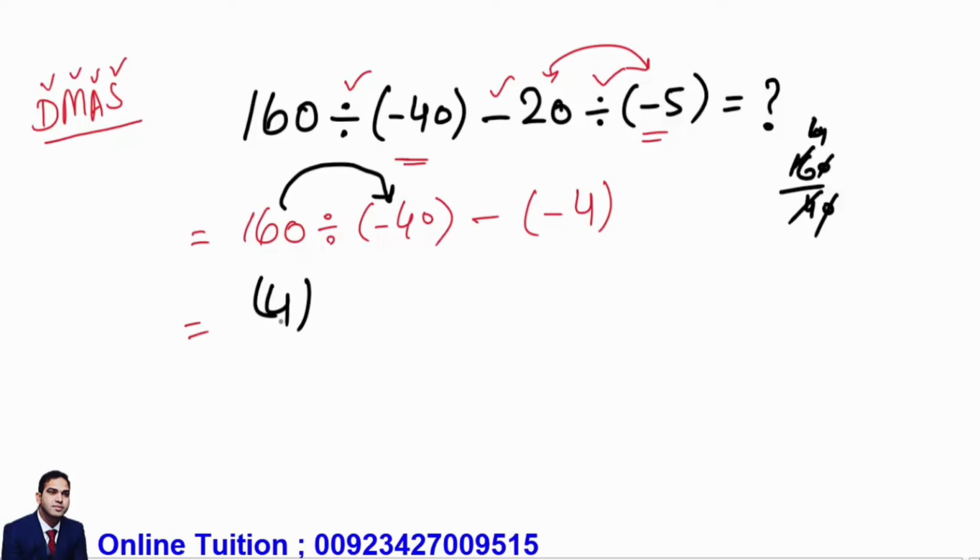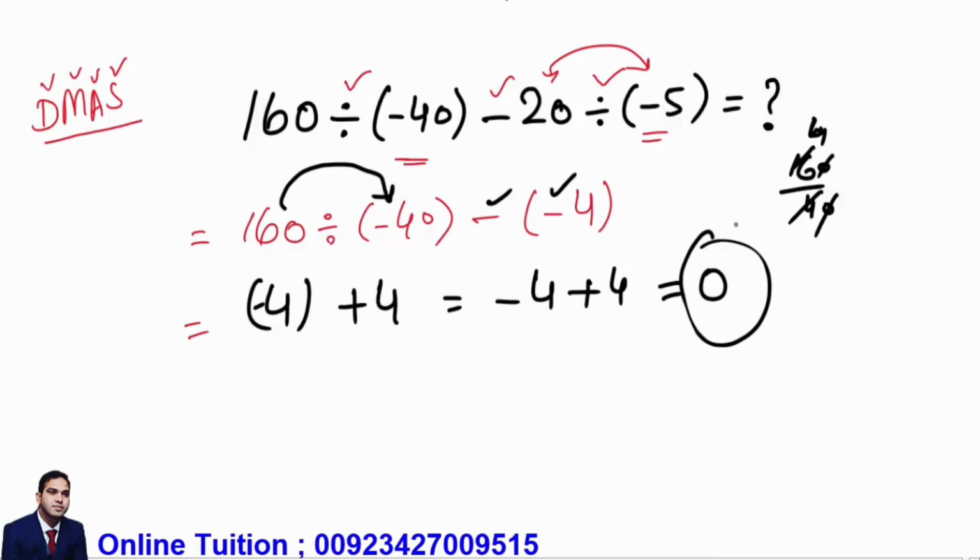And here, this is negative 4 because this is negative 40. Okay. Now, this negative and this negative become positive. This is 4. Now, you have negative 4 plus 4. And after that, the result is 0. So, this is the answer. This is 0. This is the answer of this question.